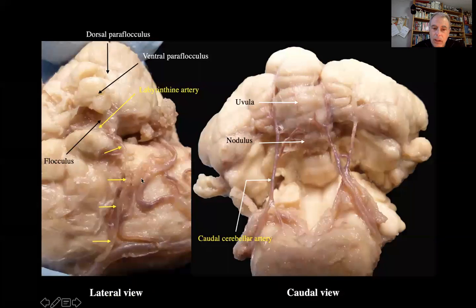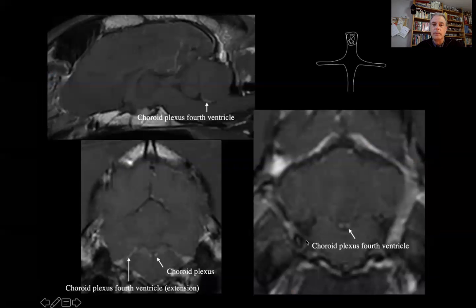So this caudal cerebellar artery is here, and we have moved the cerebellum rostrally in order to identify the lingula here, and the nodulus and the uvula. And as you see, all these branches that branch off from the caudal cerebellar artery are entering the nodulus, and also the rest of the portions of the cerebellum. And also these branches vascularize the choroid plexus of the fourth ventricle.